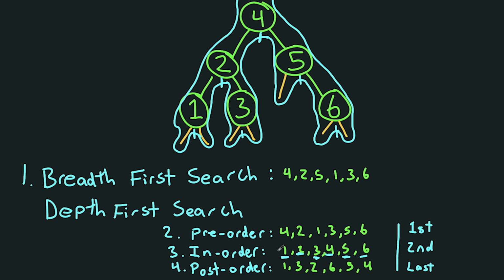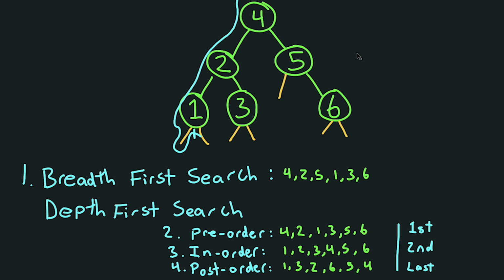Also, it's worth mentioning that if you look at the order of the in order traversal, the numbers are actually in ascending numerical order. 1, 2, 3, 4, 5, 6. And the reason for that is because this right here is a specific type of tree called a binary search tree.